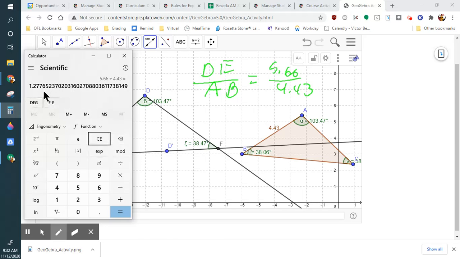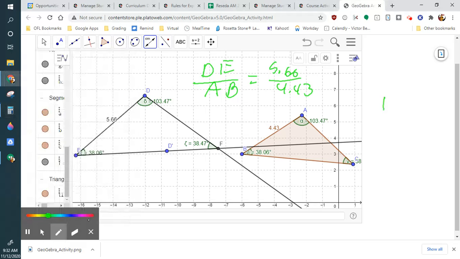So I'm going to go about 2 decimal places. So I'm going to go 1.28. I'm going to say that my scale factor is 1.28. It might be a little off, but going by the nearest hundredth is really detailed. So I don't think we should go any more detailed than that.